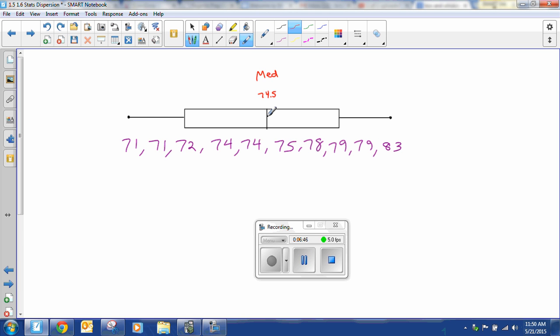And then the middle number of the lower half is Q1, quartile 1, and the middle number of the upper half of numbers is quartile 3. And the extreme would be max X, and the lower extreme would be min X. And I'm using all of these words here that the calculator gives you.